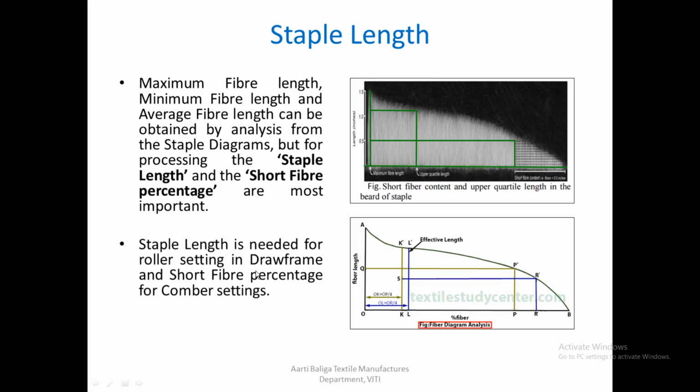So where are we going to use this? The staple length that we get from this particular diagram, we are going to use it for ruler setting in the draw frame machine that we are going to study. And the short fiber percentage that you get from this diagram, we are going to use it for the setting of our comber, which again is a part of the syllabus under section 1.